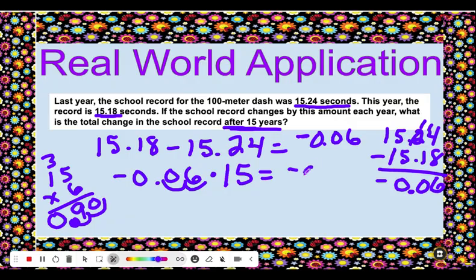Okay, so the change is 0.9, 9 tenths. So after 15 years, the change is negative 9 tenths.